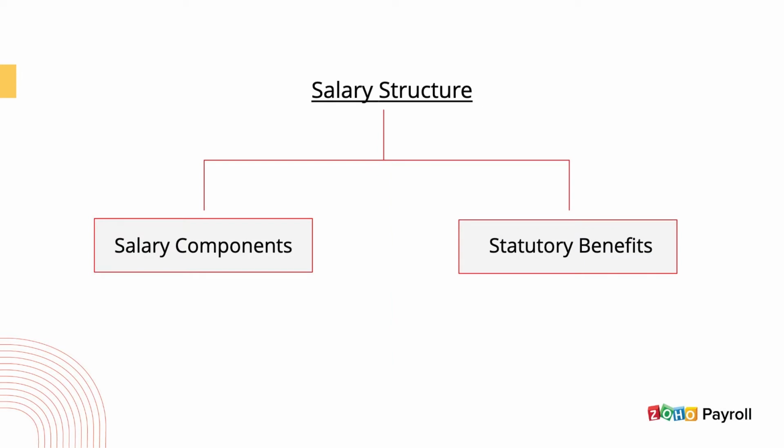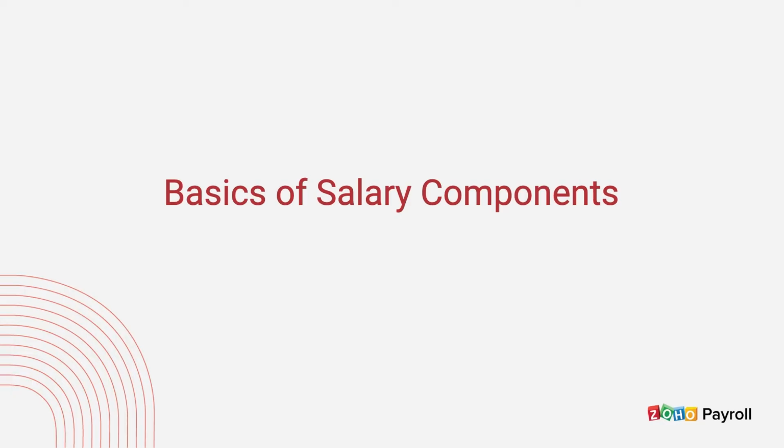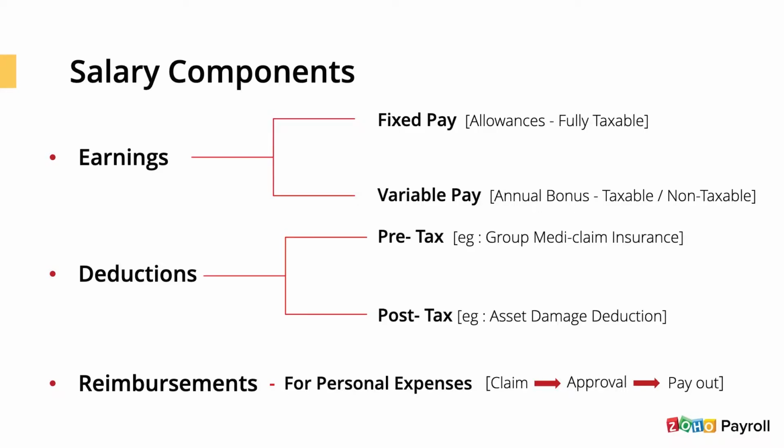Every salary structure is usually a split of salary components and statutory benefits. First, let's learn the basics of salary components. They're classified into three categories: earnings, deductions, and reimbursements. Earnings are further classified as fixed and variable pay. All the allowances come under the fixed pay, while the one-time payments like annual bonus come under the variable pay.